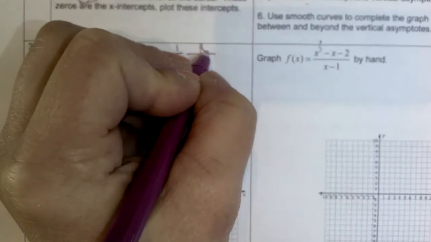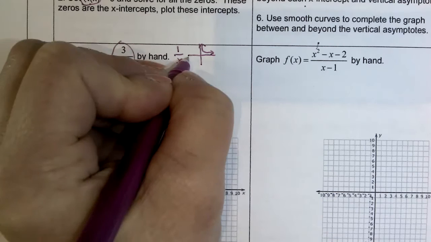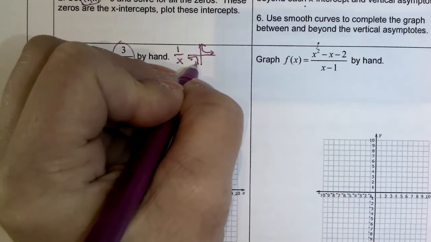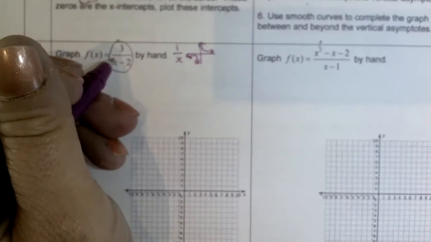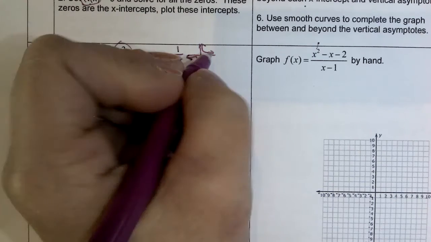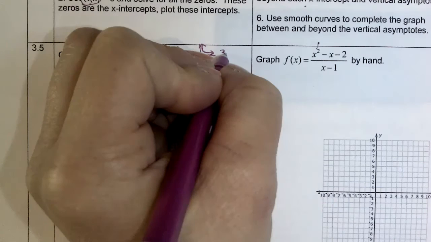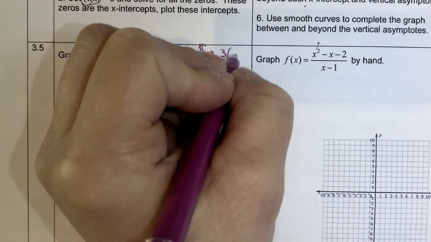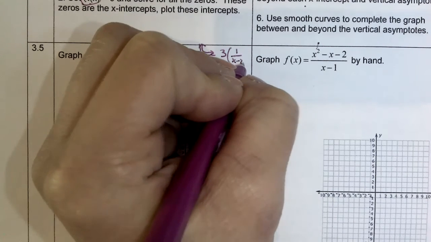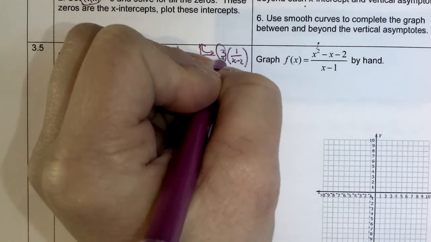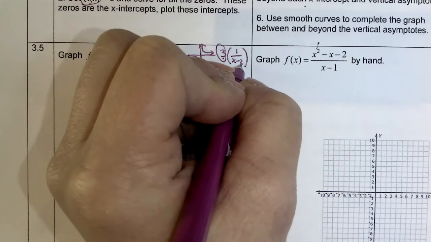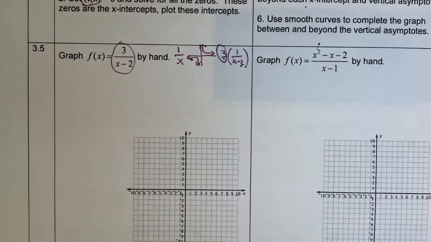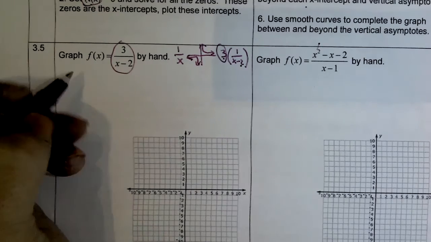Your reciprocal parent function looks like this. But looking at this graph, what has happened to it? This is really the same thing as writing it like 3 times 1 over x minus 2. Well, that's a vertical stretch of 3, and that's a shift right of 2. So let's go ahead and graph this thing by hand and see what it looks like.